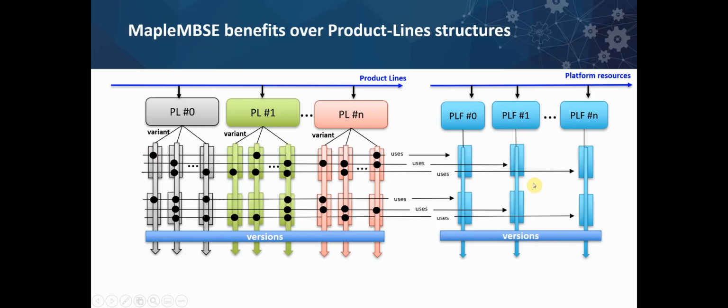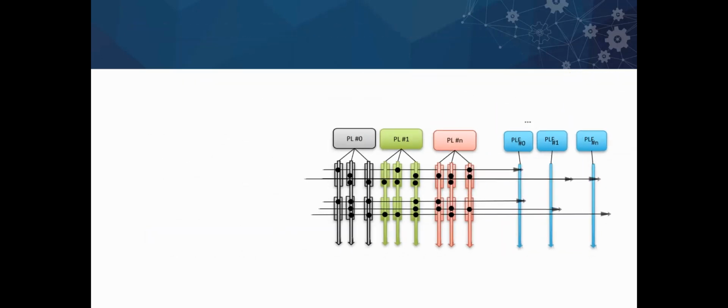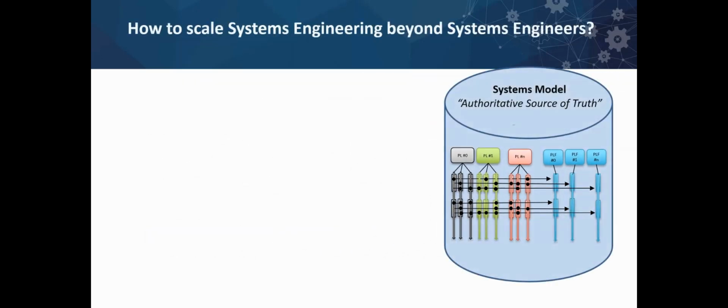Now, if we look at that concept of product line and platform resources in an MBSE environment, what happens? Basically, we are going to create a model associated with that product line, and this model for line and platform will be hosted by a centralized system of models, usually called the authoritative source of truth. That's a single point where you will find all the information related to a given model.